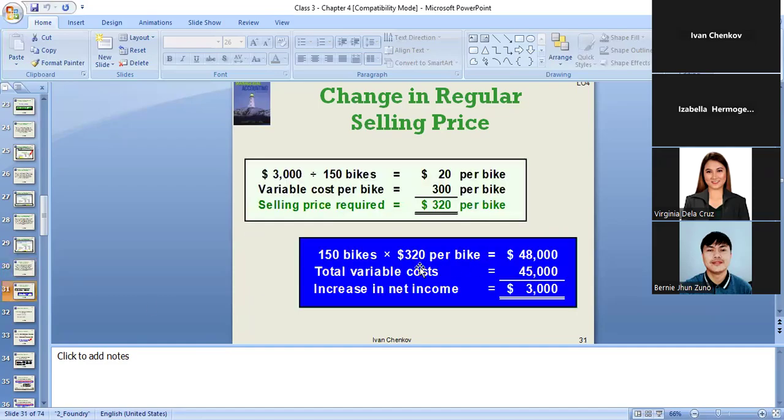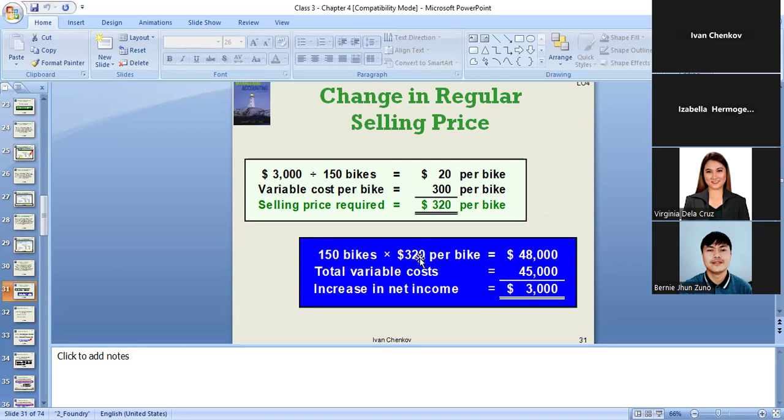Now we know the sales, we know we want to make $3,000 out of 150 bikes. We know our fixed cost and our variable cost to produce the bike, which was $300 per bike. That means our variable cost will be $45,000. So from those 150 bikes, we have to generate $48,000 in order to get $3,000. Once we divide 48,000 by 150, we're going to get $320 per bike.